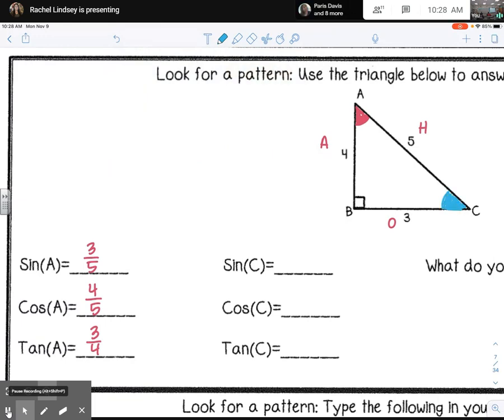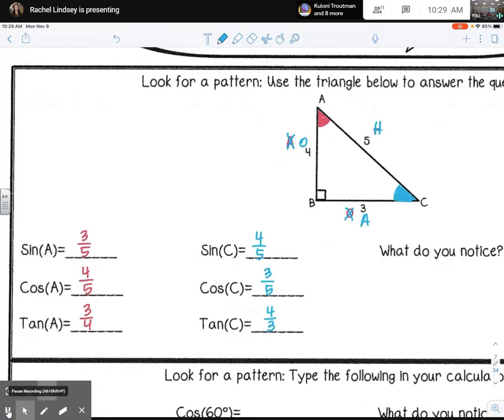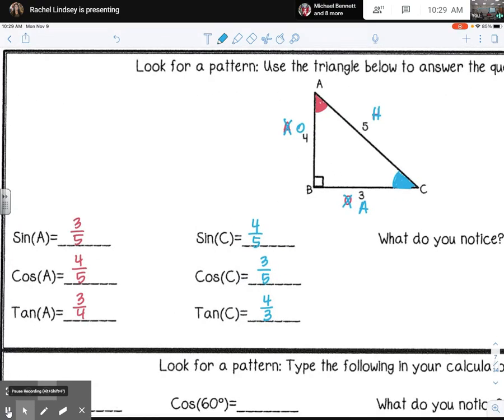For angle C, this is now my adjacent, this is now my opposite, and my hypotenuse stayed the same. So now sine of C, opposite over hypotenuse, is 4 over 5. Cosine of C, adjacent over hypotenuse, is 3 over 5. And then tangent of C is opposite over adjacent, so 4 over 3. Looking at those pink ratios to the blue ratios, what do you notice?